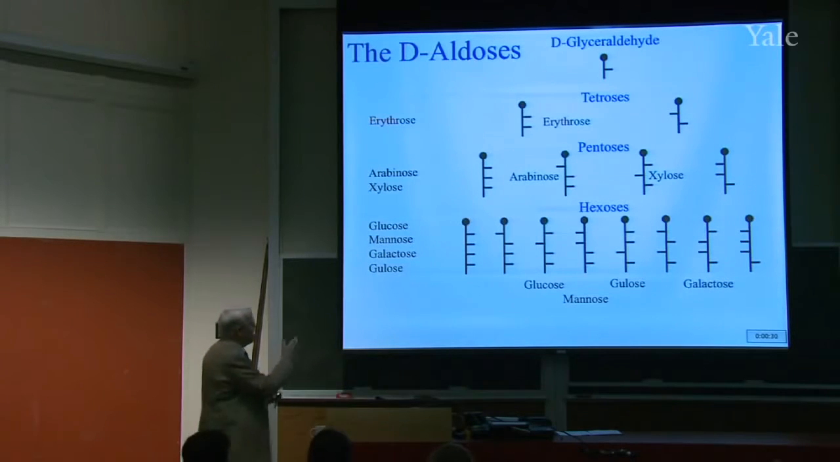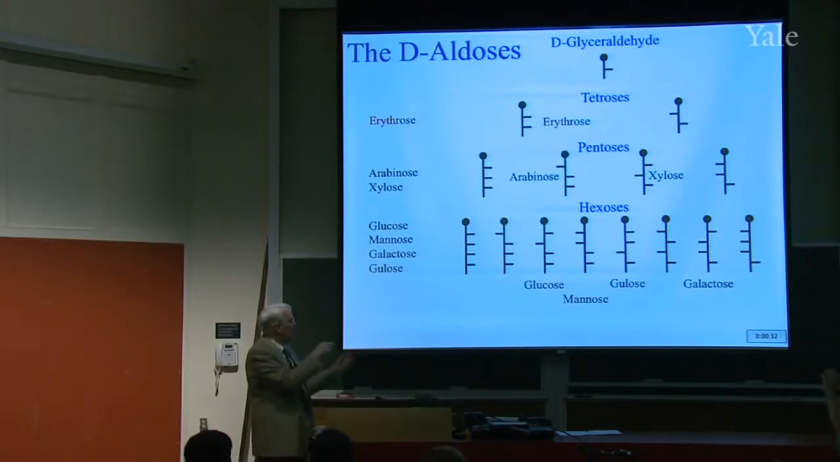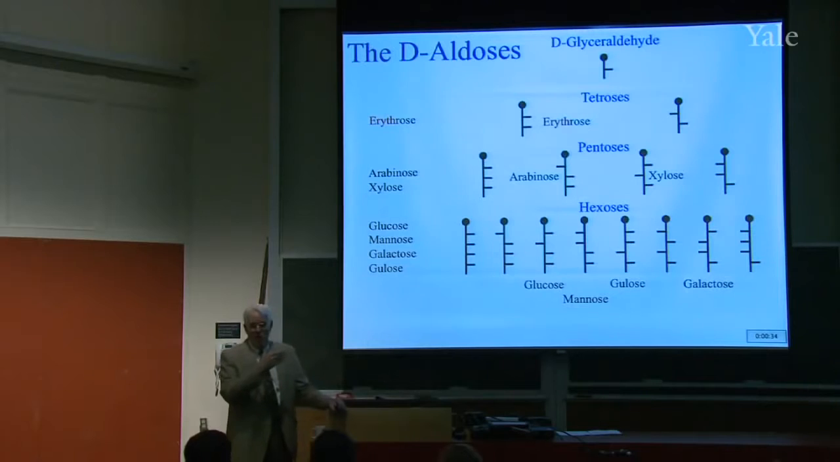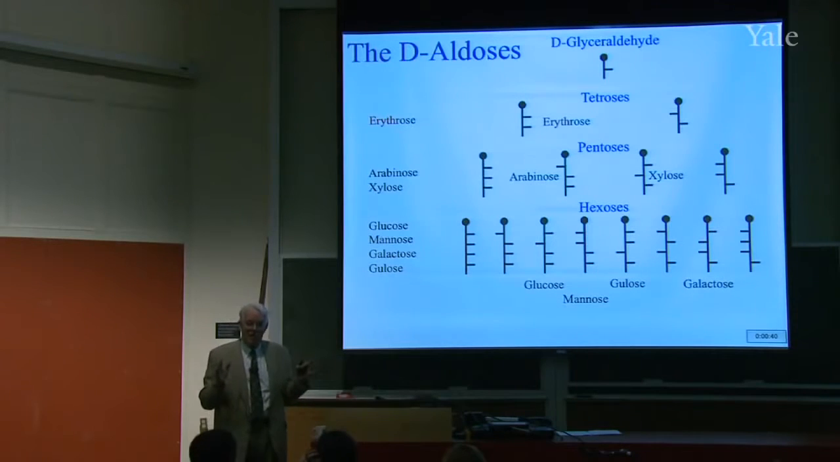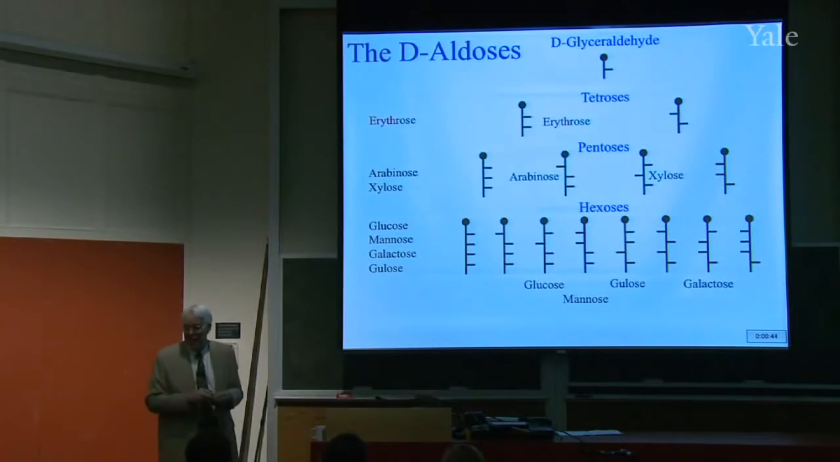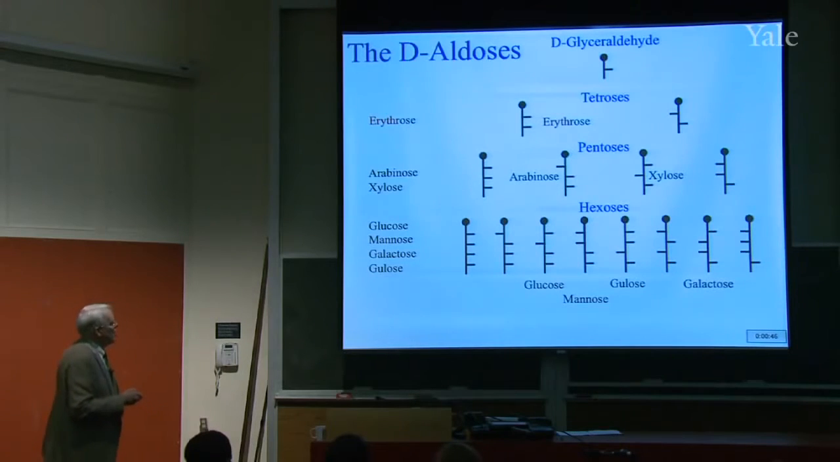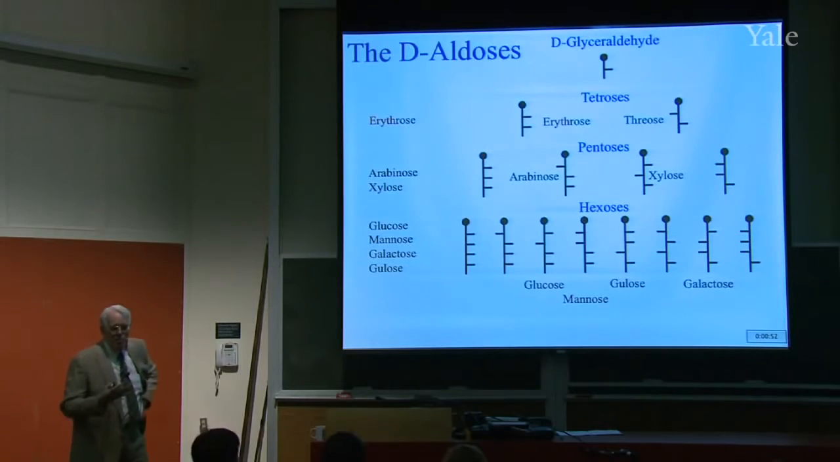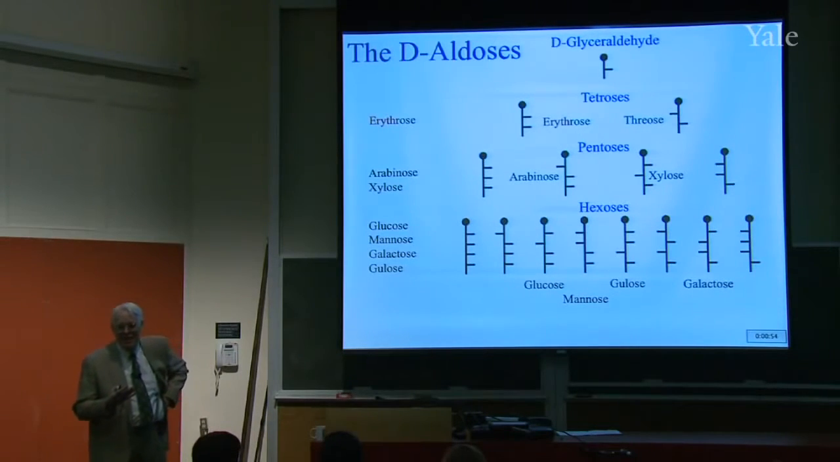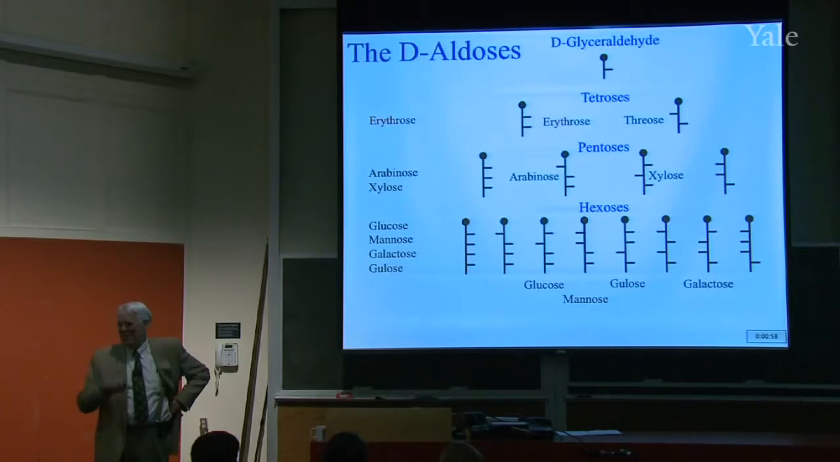In fact, of these 16 sugars, the right and left-handed ones in the bottom row, the hexoses, Fischer made 13 of them himself. And he made 50 artificial sugars overall in the 1890s. Okay, so he got others, like he also got threose. This was a new compound. How did he name it? Where did the name threose come from? Yeah, it's erythrose turned around.